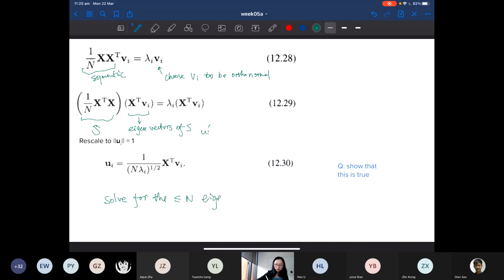Step 1, solve for the eigenvectors Vi of 1 over n X X transpose. And then step 2 is to linearly transform them into U using equation 12.30, and then we're done. All right.